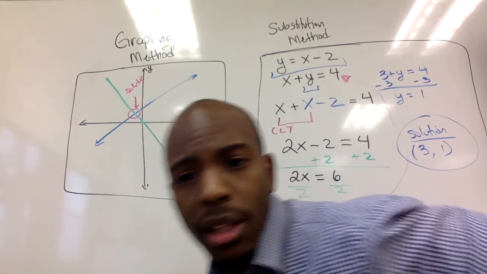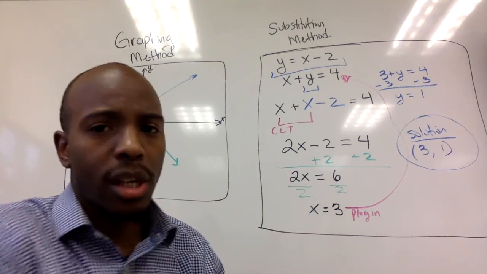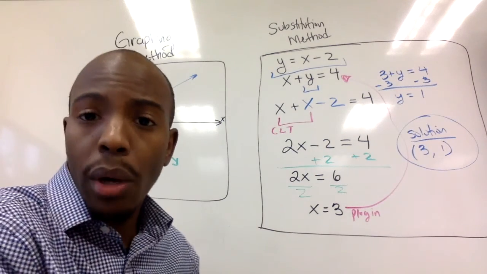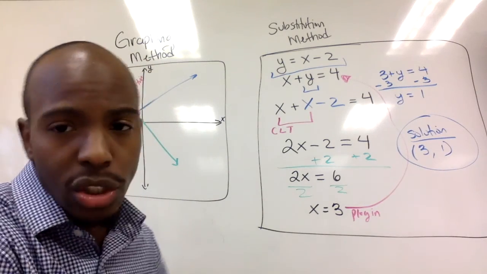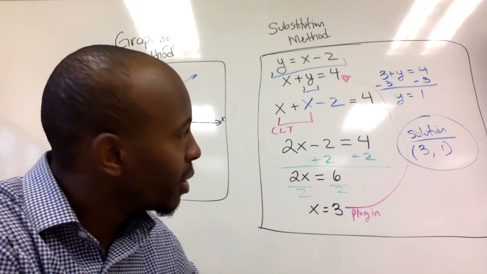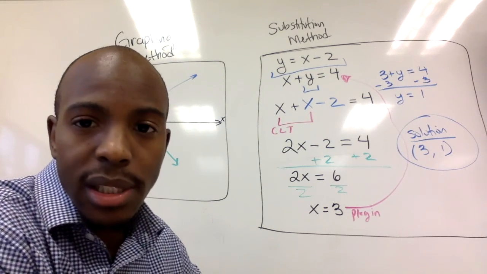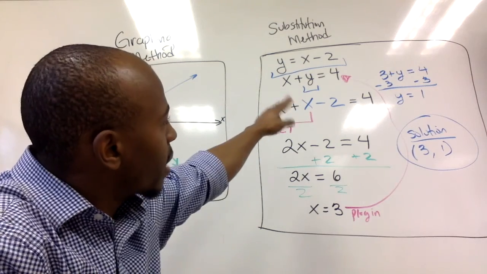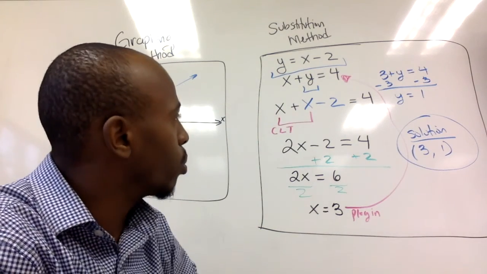The other method that we went over was the substitution method. We're given two equations, and we solve for one of them. Like in the first one here, we solve for y equals this expression, x minus 2, and we substitute it into the second equation. So instead of writing x plus y, we write x plus x minus 2 equals 4.